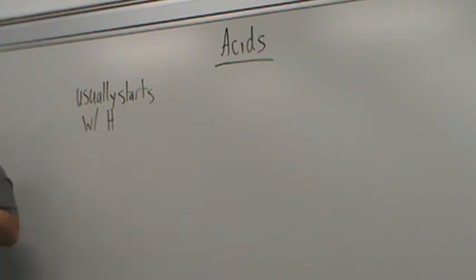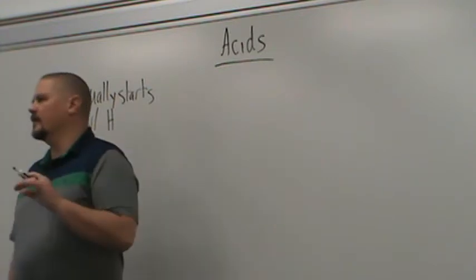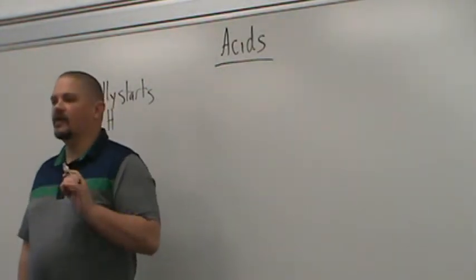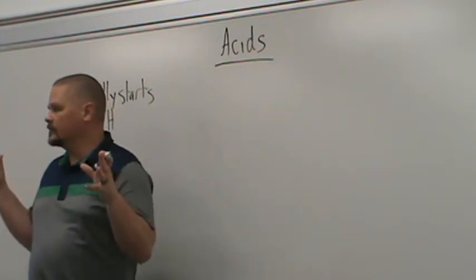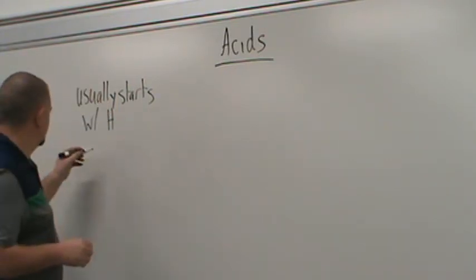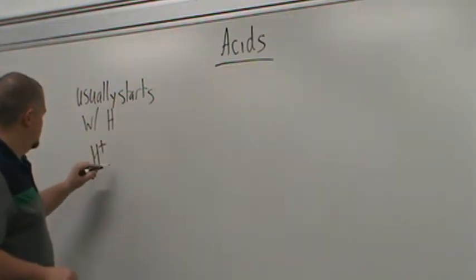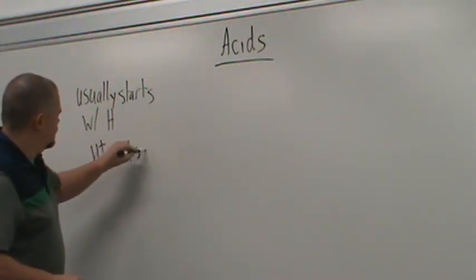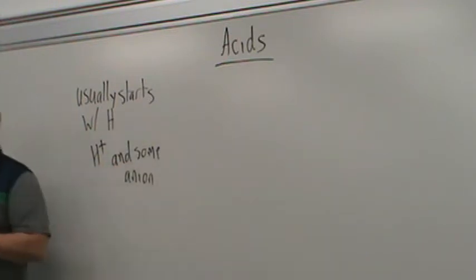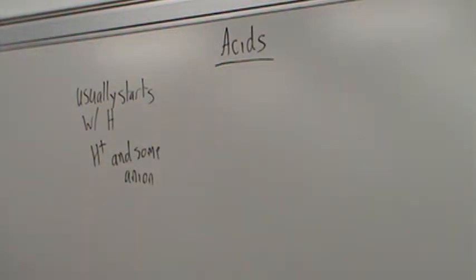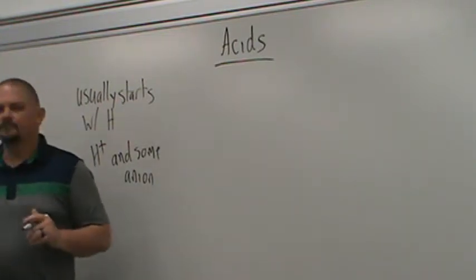Now, how do we name acids? Well, we have to look at what kind of anion is with the hydrogen. Because actually, when we put acids into water, they break apart into ions. We always get a hydrogen ion and some type of anion. So when we're trying to figure out the name of it, the anion comes into play, and particularly the ending of the anion.